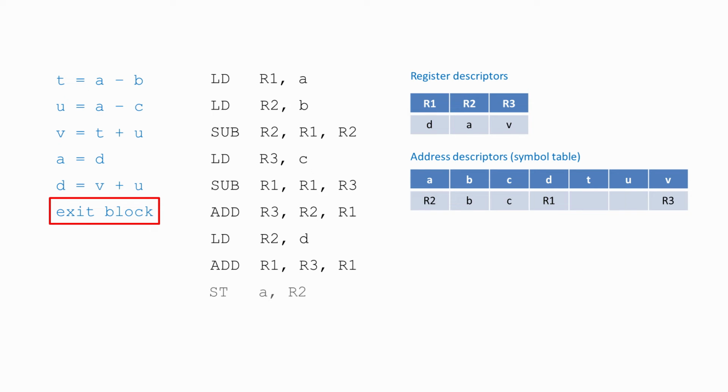When the block finally exits, the most up-to-date value of any non-temporary variables that are live on exit need to be stored back in memory. The address descriptors for A and D indicate that they need to be stored. And this is the final picture, at least when the machine code for this basic block has been dealt with.